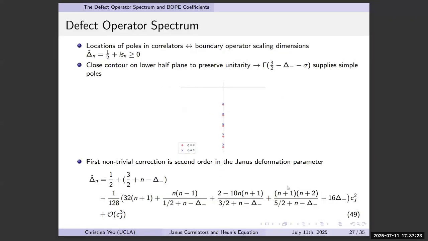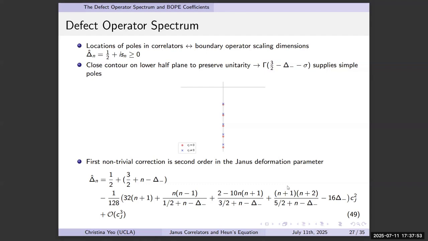So we look at the locations of the poles. The S runs along the real line, so we can close it on the upper or lower half plane, but we are restricted to closing it on the lower half plane to preserve unitarity. So of the two gammas, the plus and minus sigma, the minus sigma gamma function supplies the simple poles. And when we turn on the Janus deformation parameter, it just shifts the poles up slightly, like so.